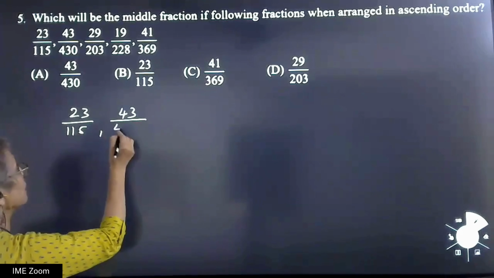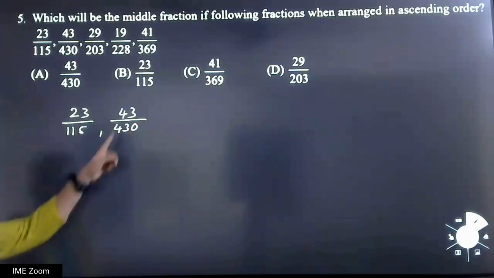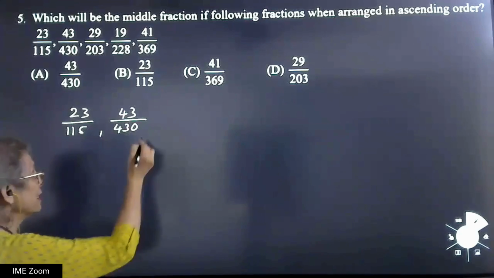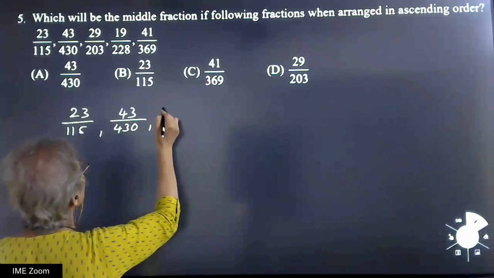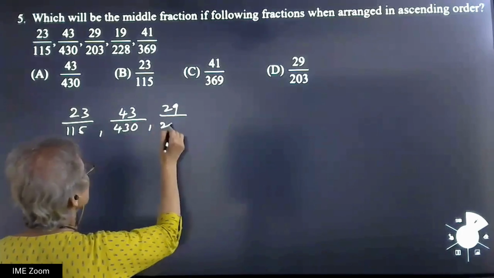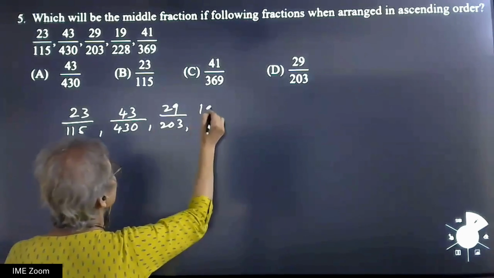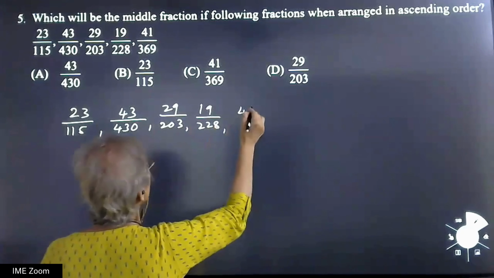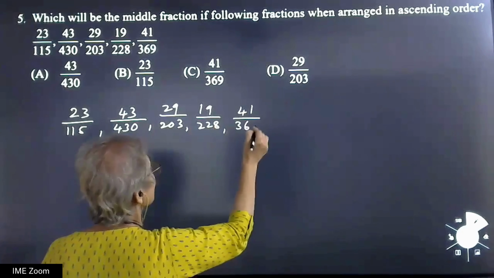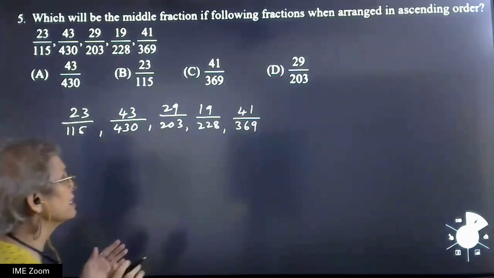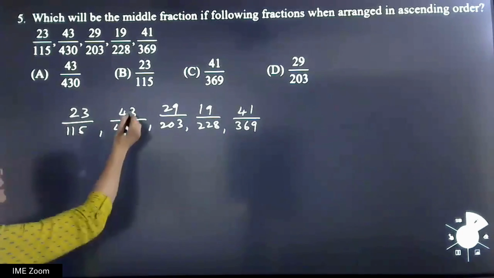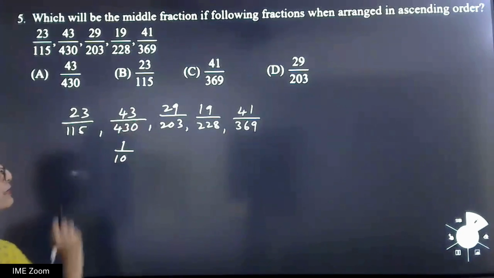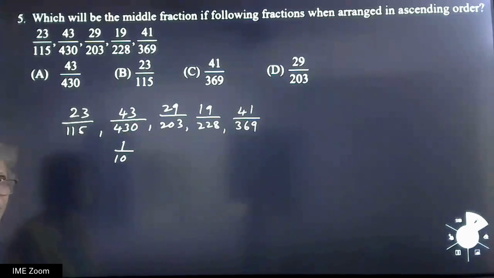See, from this number, you will have an idea. Look at this number. What is this? This can be reduced, right? Similarly, try to reduce all. 29 upon 203, then 19 upon 228, and 41 upon 369. Some numbers we can easily find out like this. If you reduce it, it will become 1 upon 10. 41 ones are, 41 tens are. Easily we can do, right?